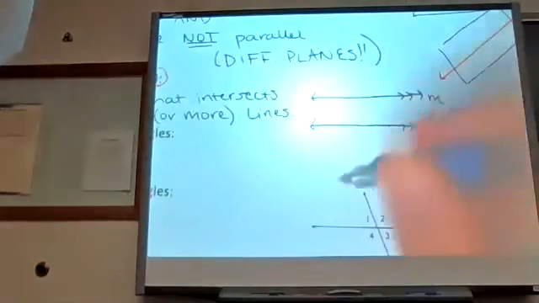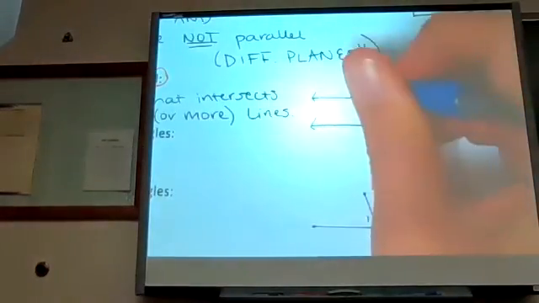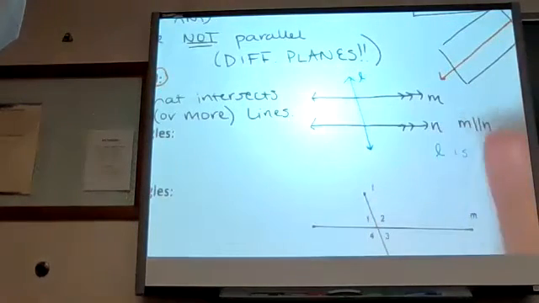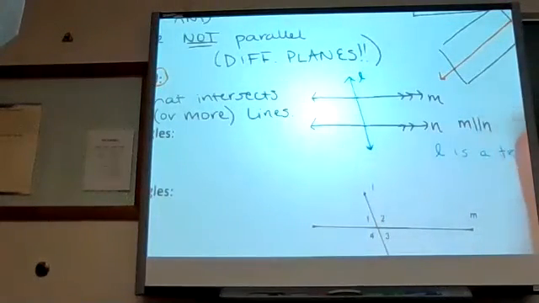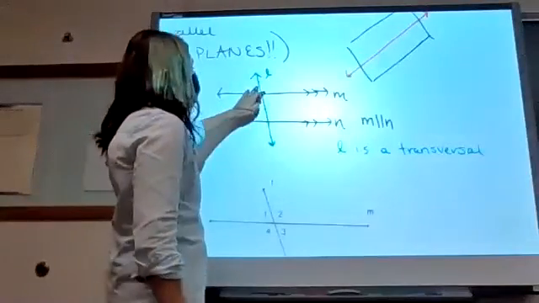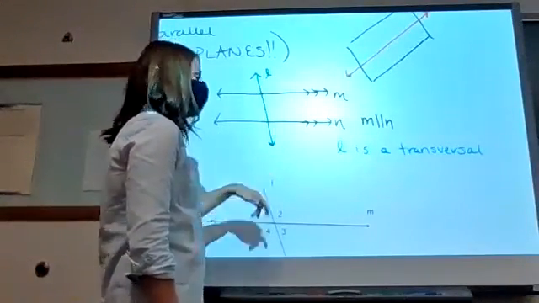And I could have another line that we'll call L, okay? And L is a transversal. L is a transversal. It intersects both M and N. Okay, transversal.